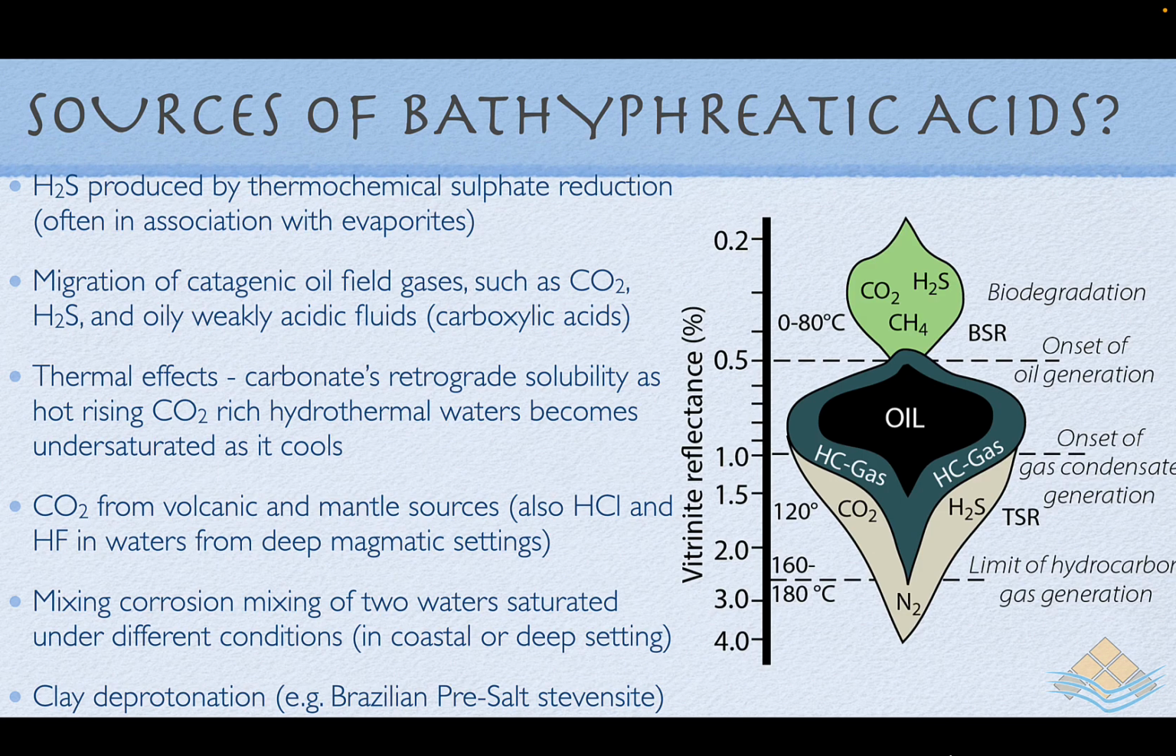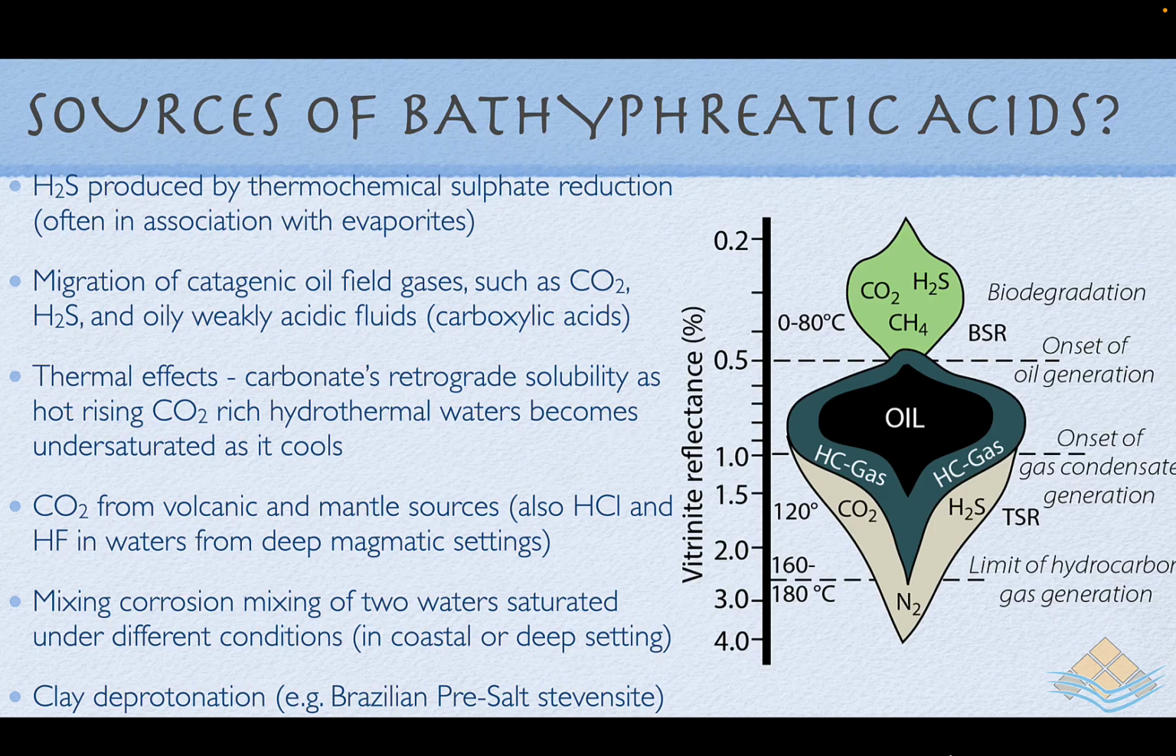There's also thermal effects. Because of carbonate's retrograde solubility, as we have hot rising CO2-rich hydrothermal waters, as we discussed earlier in our module on carbonate chemistry, that hydrothermal water becomes undersaturated because it's a retrograde system as it cools. We can also have magmatic, volcanic, and mantle-derived sources of CO2. We'll see examples of that when we look at the Brooks of Turkey. When we have magmatic sources, we may see other forms of acid creating hypogene karst, such as hydrochloric acid and hydrofluoric acid in waters associated with deep magmatic sources.